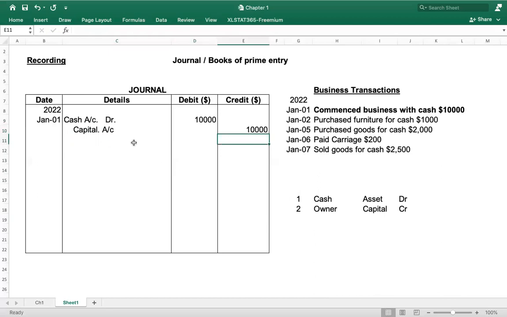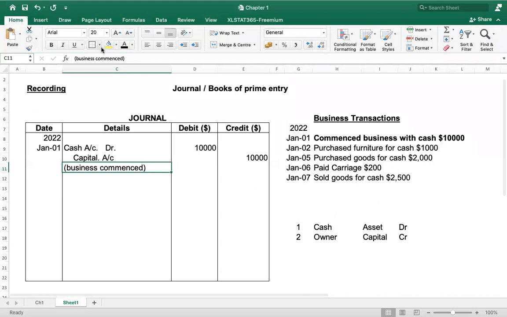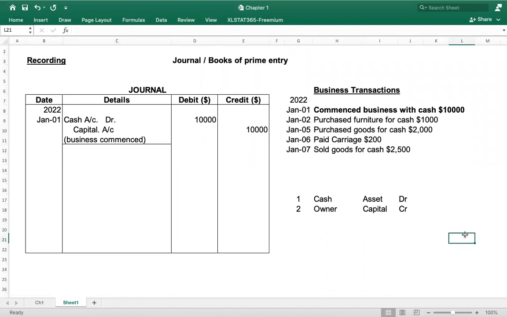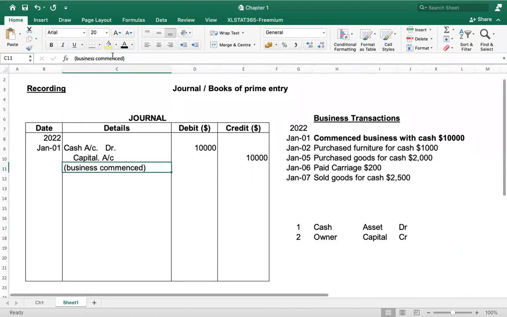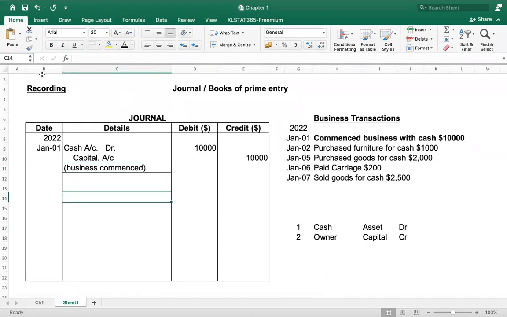Done? And a small description we will write. After the recording, a small description we will write. Business commenced, that's all. And this small description is known as what? Narration. Okay. So this debit and credit item I have entered, it is known as entry. The entire thing is entry. And the short description after debit and credit item is known as narration. I hope understood.